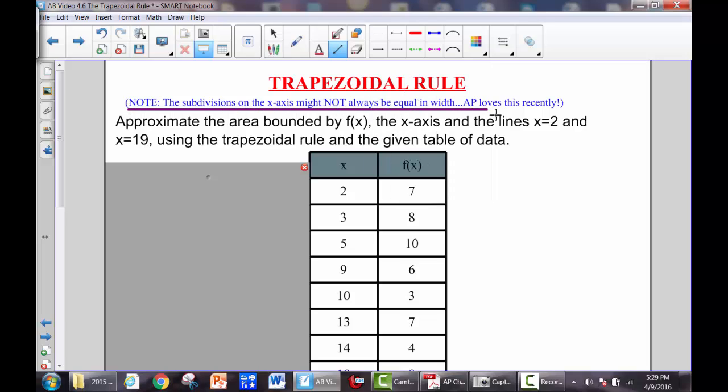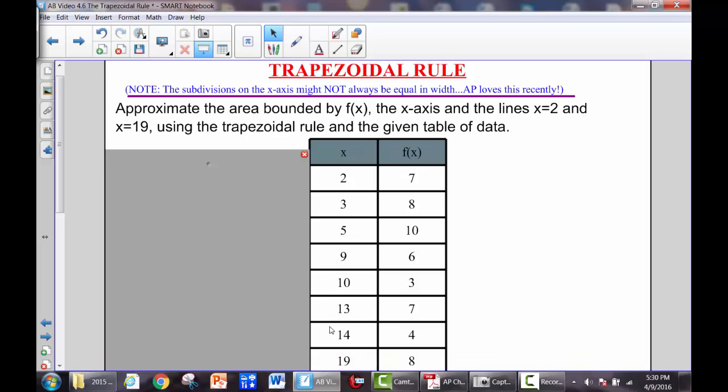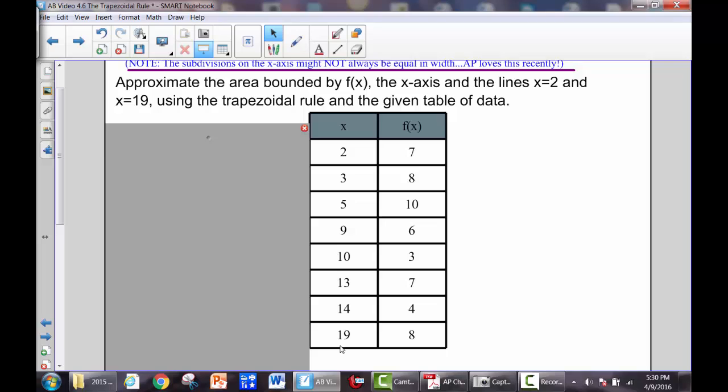So this right here is the most important thing, which is the subdivisions might not always be equal. So notice here, 2 plus 1 equals 3, but 3 plus 2 equals 5. 5 plus 4 equals 9. 9 plus 1, 10 plus 3, 13 plus 1, 14 plus 5. They're not equally spaced. So that common height of our trapezoid that we usually pull on the outside, we're not going to be able to do that this time.